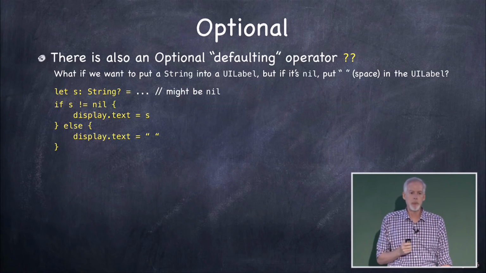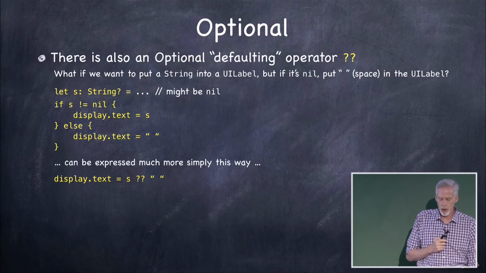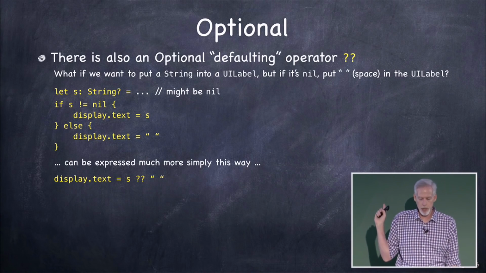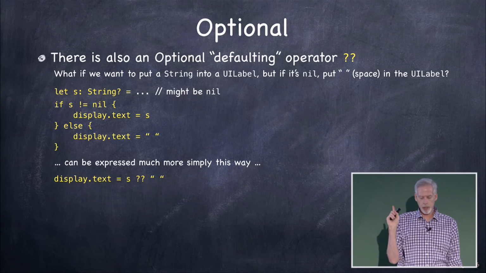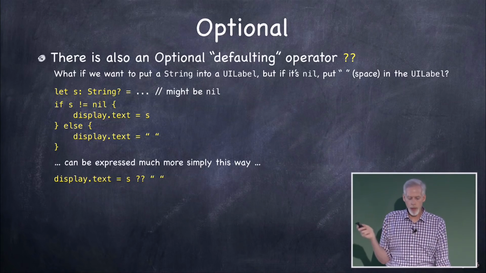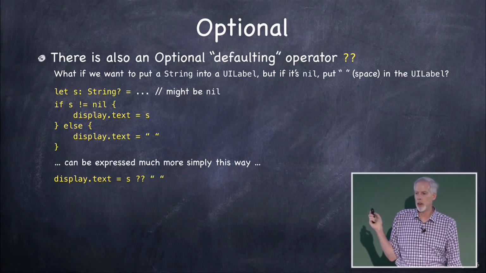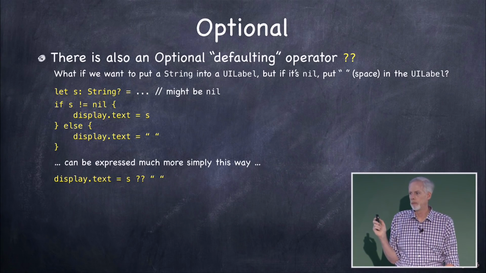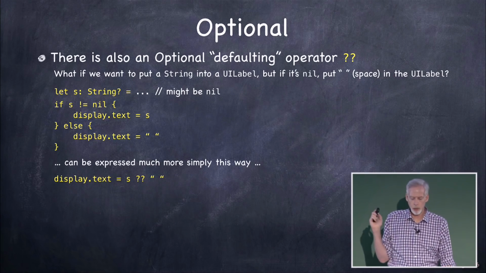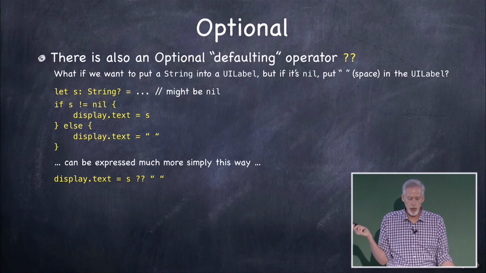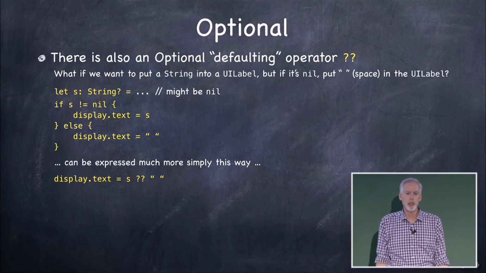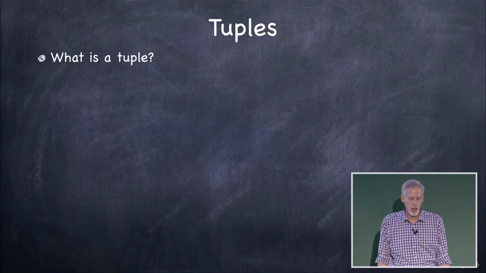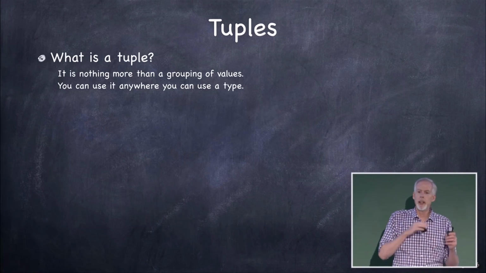A much simpler way to put that is with this defaulting operator, which is to say the display's text equals s ?? space. That means if s is not nil, then unwrap it and use that value. Otherwise, use space. Got that? Everyone understand? I don't see any nodding heads on that one. Make sense? So this is, again, just a simple way to have a default value in case an optional is nil.